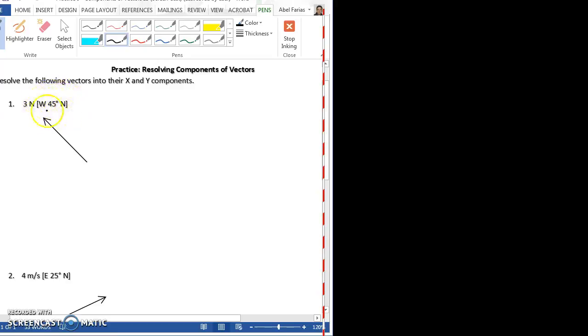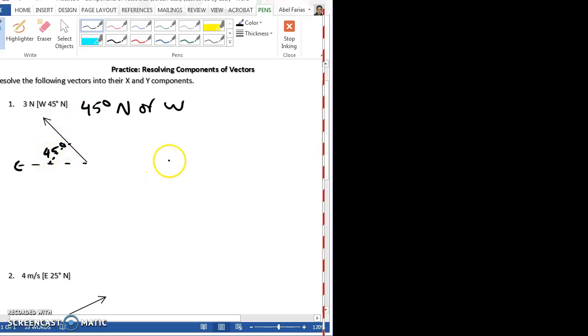W 45 degrees north. So we read it 45 degrees north of west. Okay, so what that means is that the reference is our west axis. So this is west. It's going 45 degrees north of that reference. Okay, so in this case, this is the angle of reference that we have.